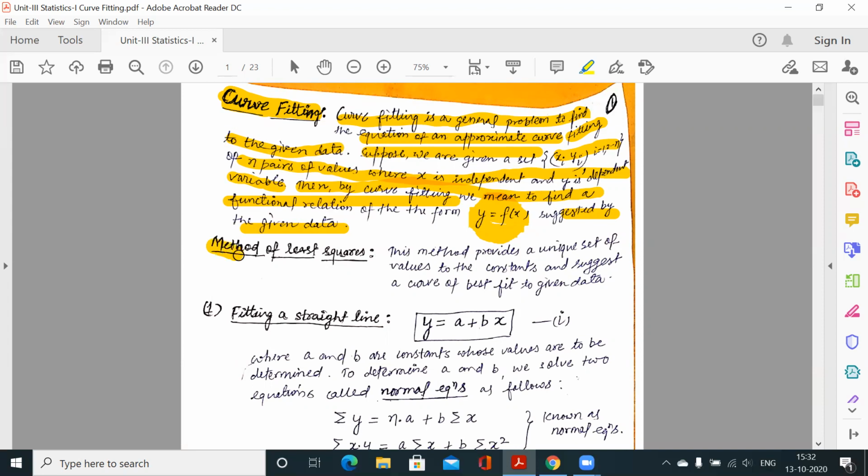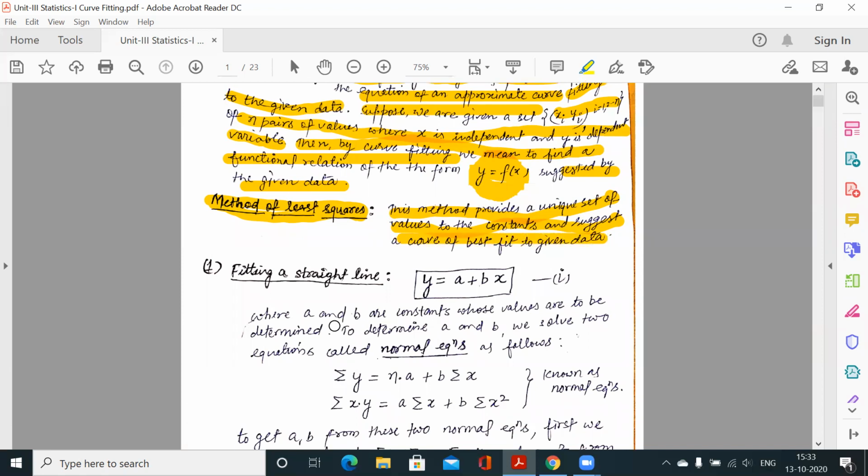For that, we have only one method in this syllabus, the method of least squares. This is the method which will provide us this function y equal to f(x) approximately. And remember, that would be a completely approximate curve, so you cannot claim that this is the exact relation. This is the method of least squares. This method provides a unique set of values to the constants and suggests a curve of best fit to the given data. By the examples, you will easily understand what we have to do in this topic.